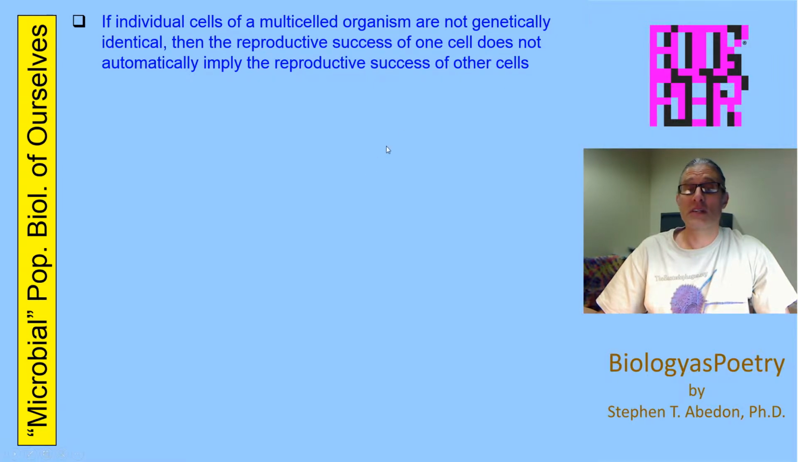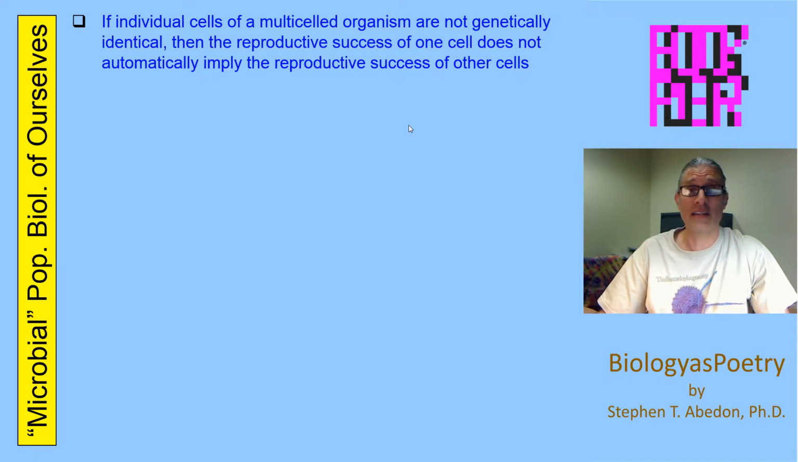If individual cells of a multicelled organism are not genetically identical, then the reproductive success of one cell does not automatically imply the reproductive success of other cells. So if one genotype is successful, a different genotype is not therefore also successful as a consequence of inclusive fitness. What you have instead is the potential for competition between different cells.